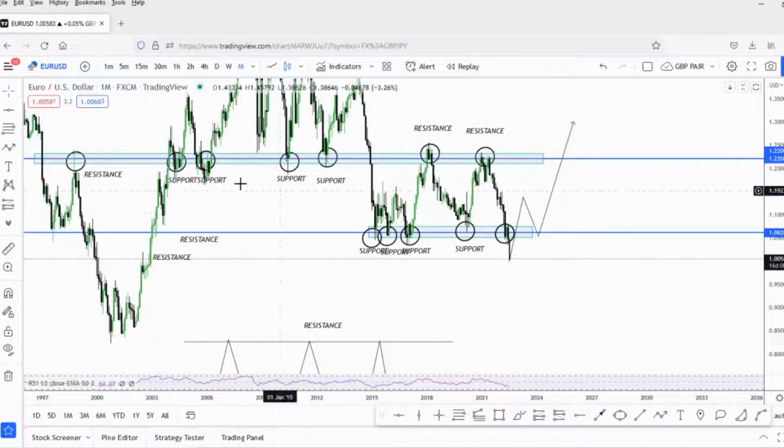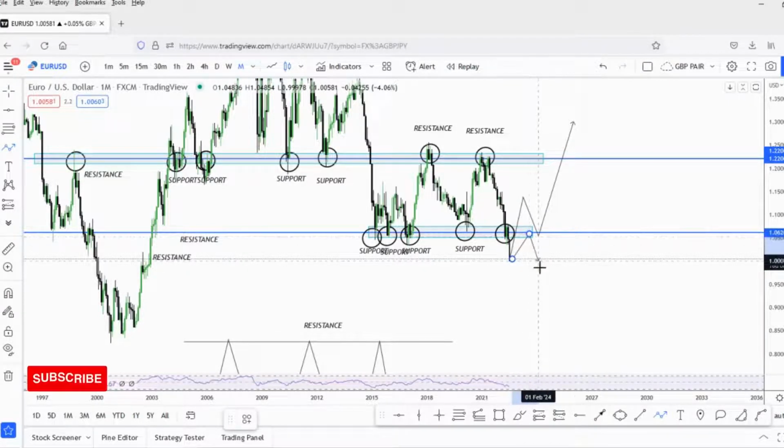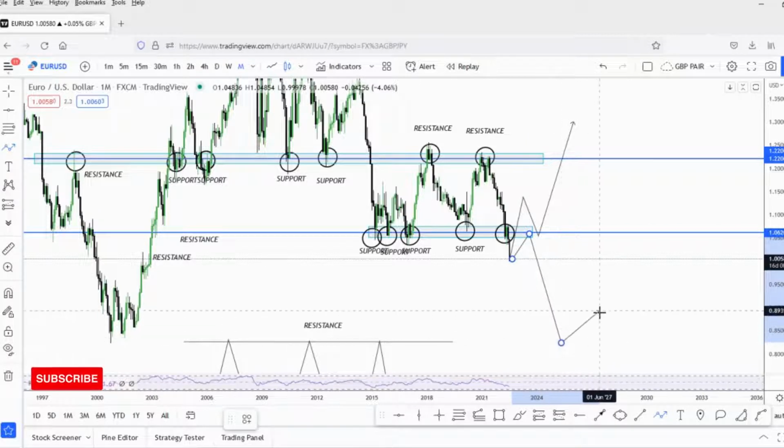Price can also do this: come back, go up here, and then keep going down. Now these are the two possibilities. So now I'm having a feel of what the market may do, but I don't do much. Like I said, I try to stay reactive.